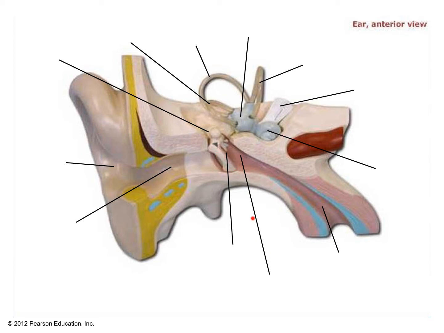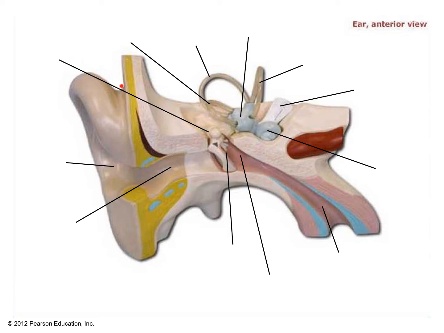This line is pointing to the tympanic cavity. The middle ear cavity is an air-filled cavity. There should be no fluid. If there's fluid here, that means you have an ear infection. This line is pointing to this tube. It's called the auditory tube. It's also known as the pharyngotympanic tube. It's also known as the eustachian tube. This equalizes the air pressure inside of the middle ear.